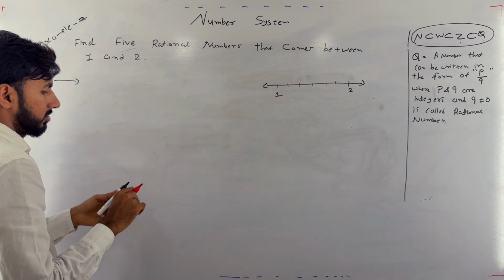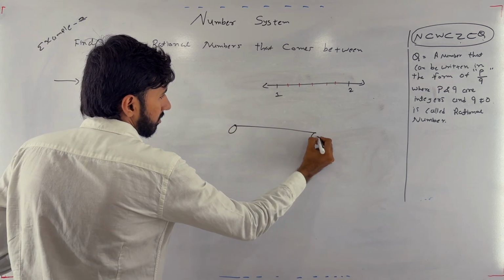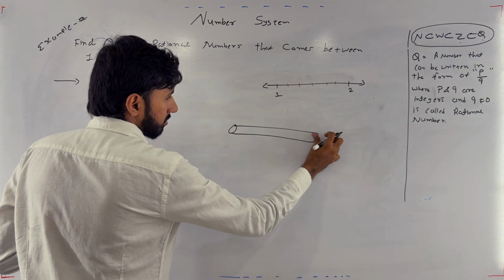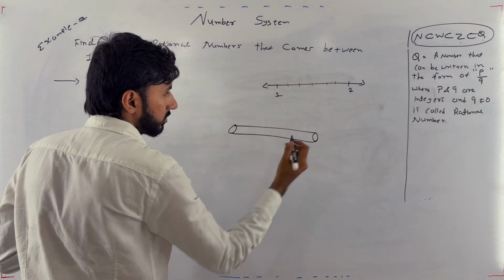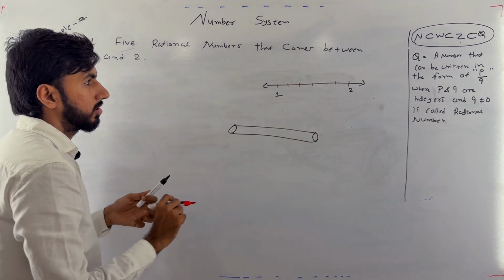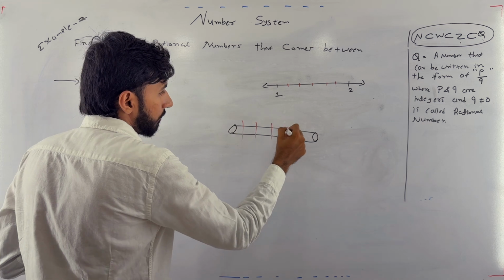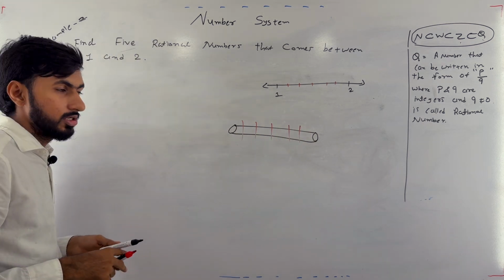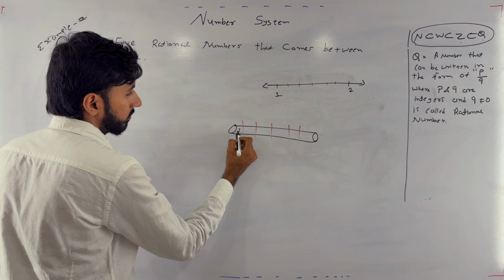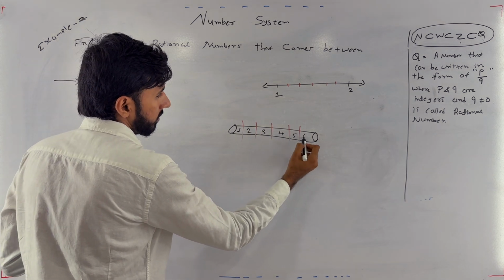So what I am doing is, this is one stick. If I make 5 cuts in this stick, how many parts become? 1, 2, 3, 4, 5, 6.